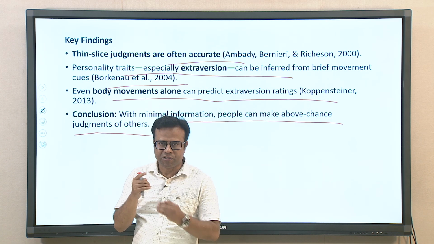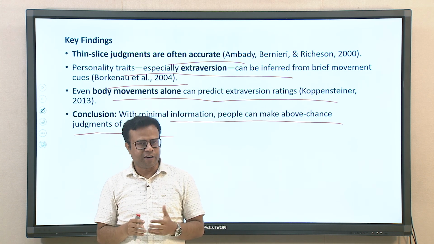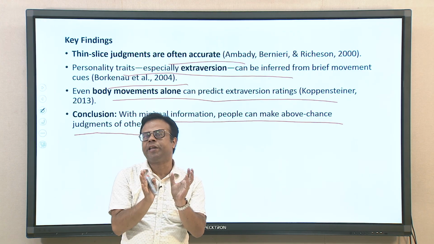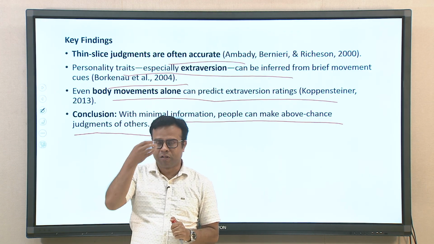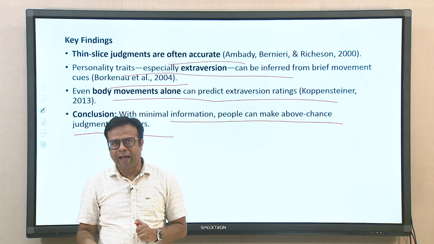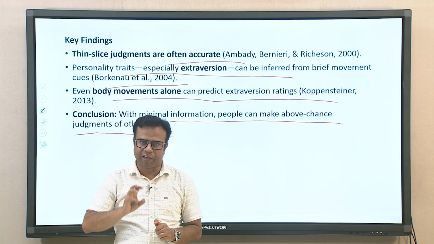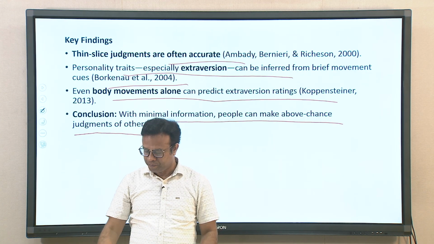So, with minimal information, people can make above chance judgments of others. Okay? It seems above chance accuracy is there even though there is minimal information about the persons. In terms of impression formation, the process could be quite quick, and people generally take thin slices of behavior, not very elaborate.